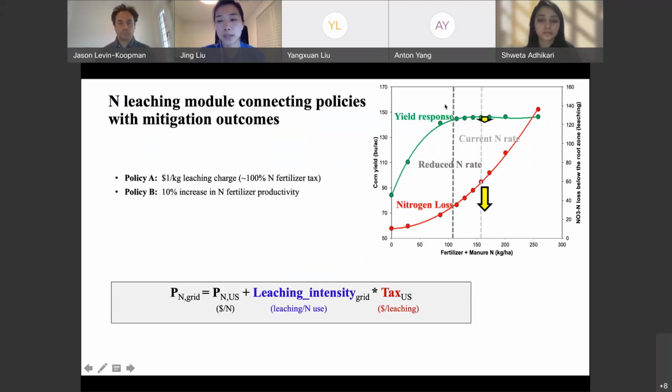So we have basically this kind of curve for each grid cell. So we would know, for a certain percent of fertilizer use reduction, how much nitrogen leaching reduction we would achieve. And then the second policy, to increase the fertilizer use efficiency, doesn't reduce the fertilizer use amount, but shifts those curves up and down, so that the farmer uses the same amount of nitrogen, but the output and leaching will be different.